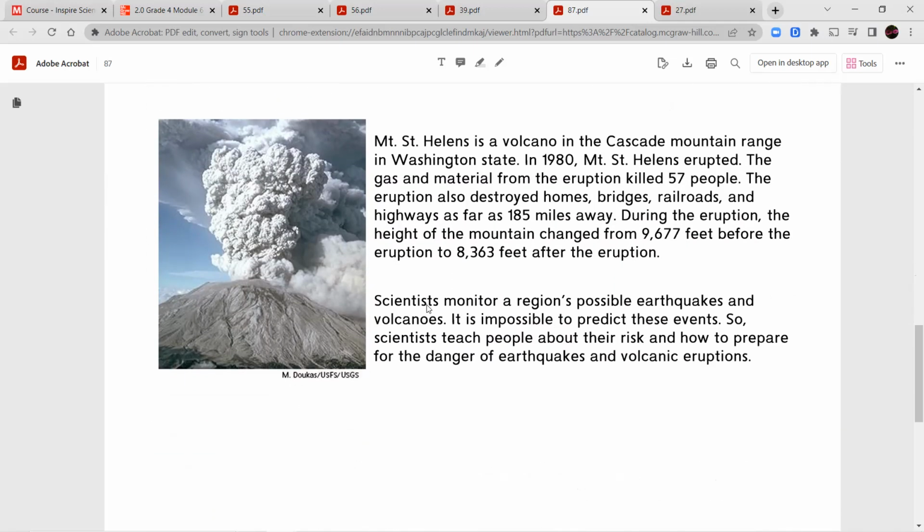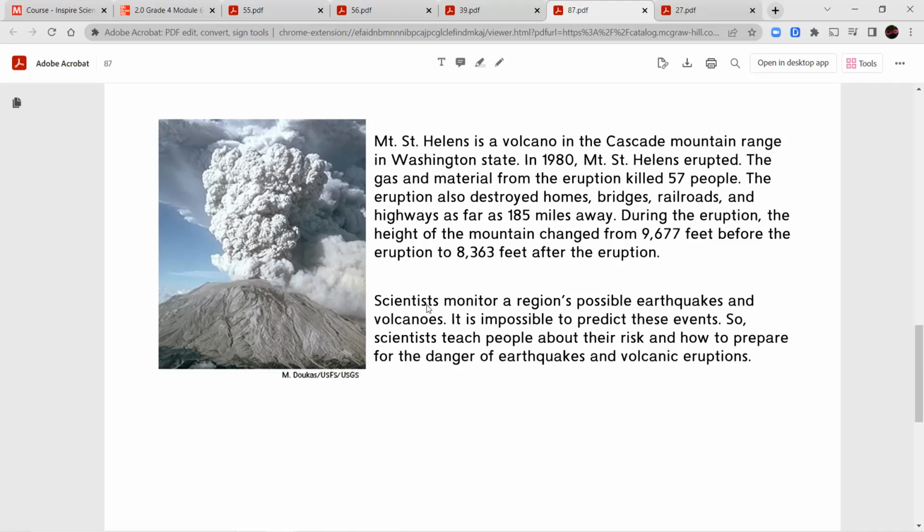Mount St. Helens is a volcano in the Cascade Mountain Range in Washington State. In 1980, Mount St. Helens erupted. The gas and materials from the eruption killed 57 people. The eruption also destroyed homes, bridges, railroads, and highways as far as 185 miles away. During the eruption, the height of the mountain changed from 9,677 feet before the eruption to 8,363 feet after the eruption.